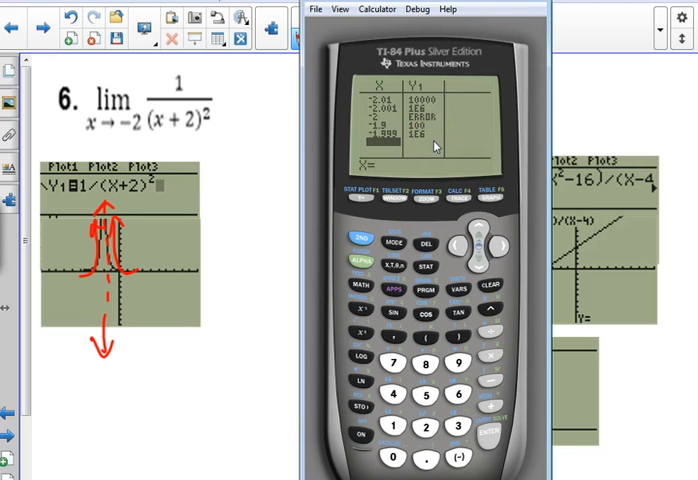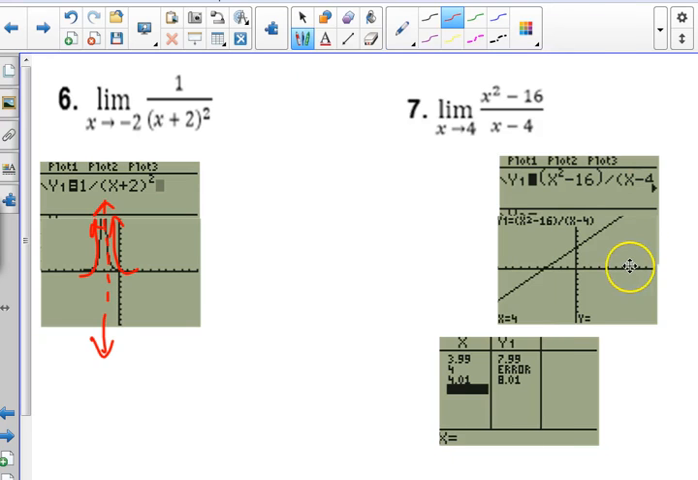It's not approaching a single number. I have 100, I have 10,000, I have 1,000,000. That's not a single number. So both sides are approaching infinity. Does that matter? Well, it matters that we can describe it, but it really doesn't have a limit. Does not exist, but both sides approach infinity.